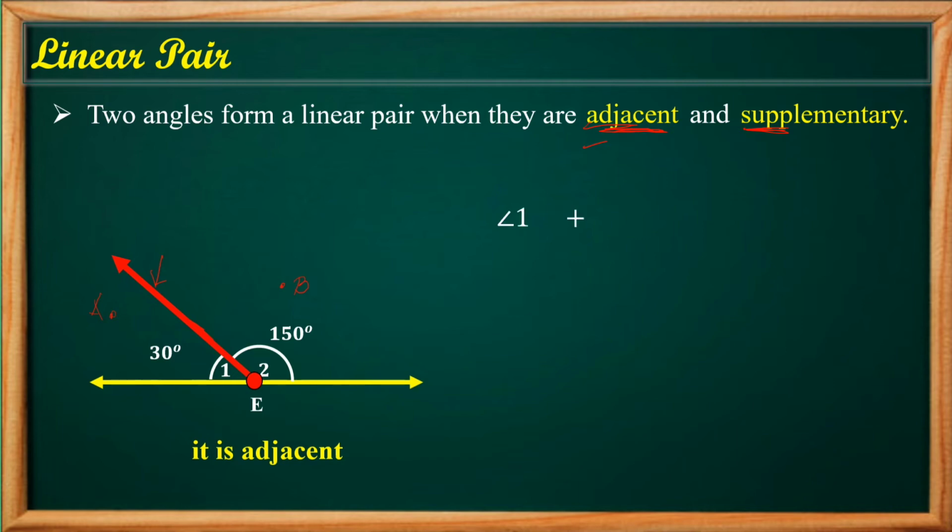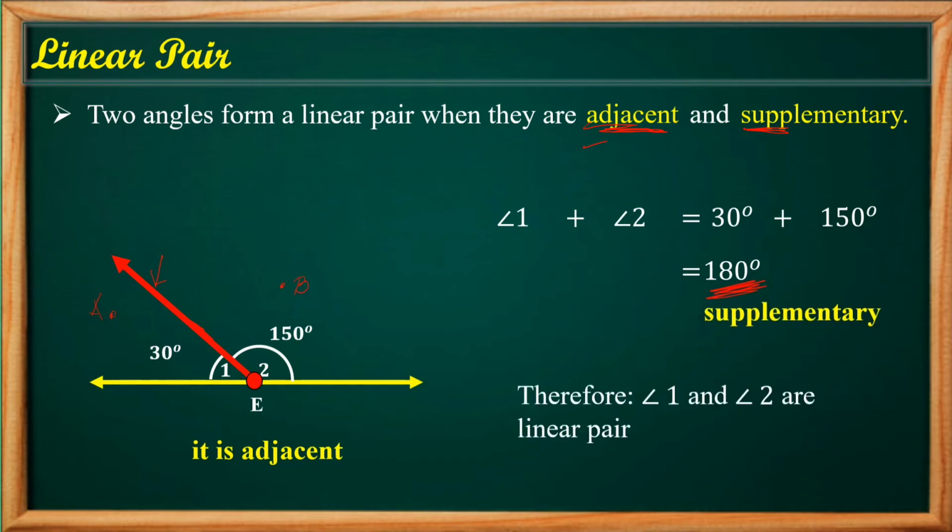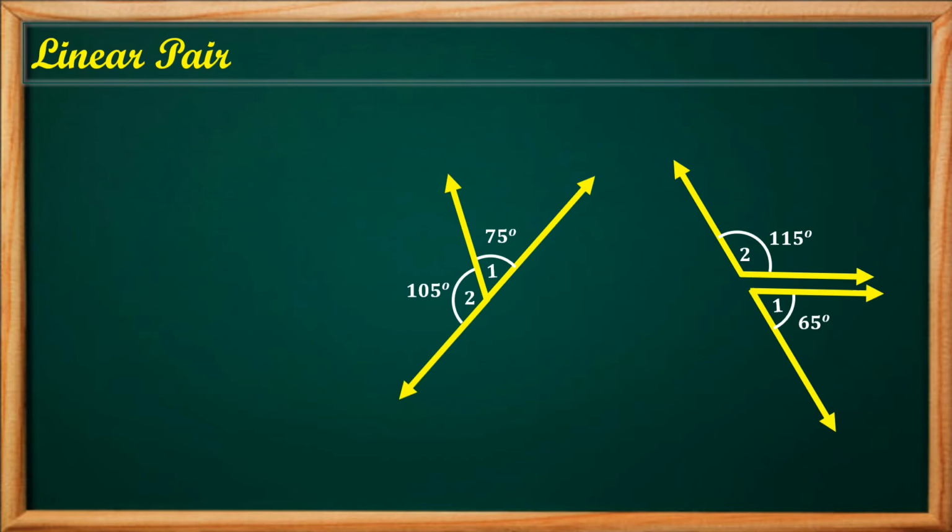Let's check. Angle 1 plus angle 2, the sum must be 180. Then, angle 1 is 30 degrees plus angle 2 is 150 degrees. 30 plus 150 is 180. Since the sum is 180, then it is supplementary. Therefore, angle 1 and angle 2 are a linear pair. Ayan, dalawang condition. It must be adjacent and supplementary. Tingnan natin. Let's try this.